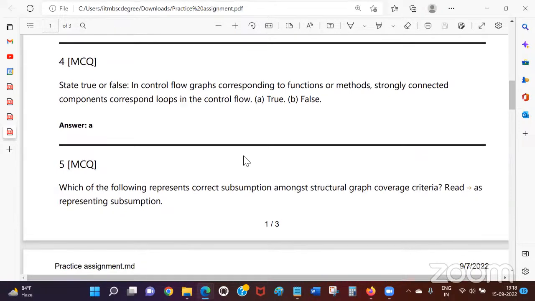State true or false: in the control flow graph corresponding to a function or method, strongly connected components correspond to the loops. Yes. Inside the loop, the nodes are called strongly connected components.